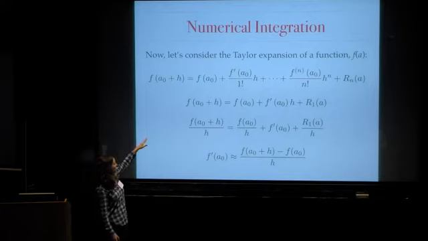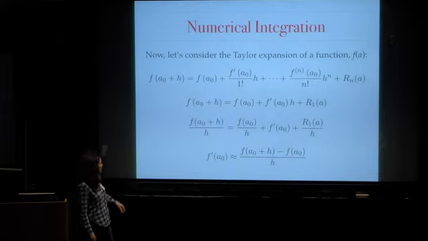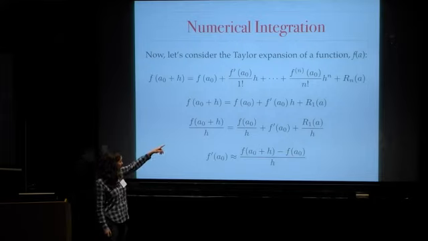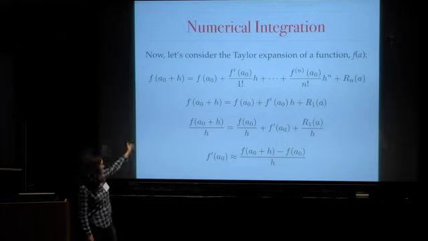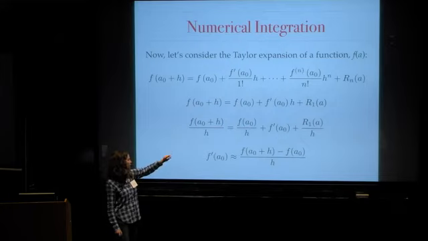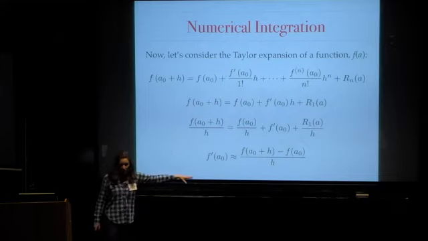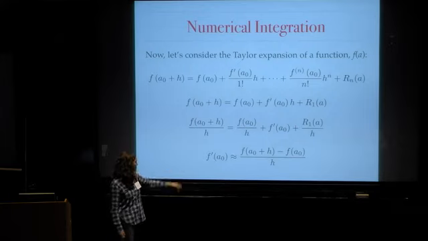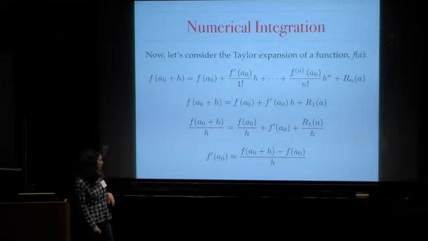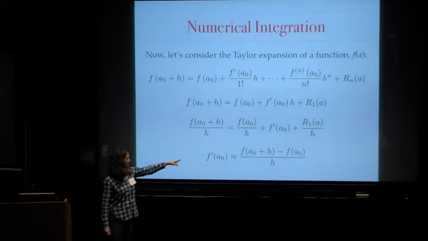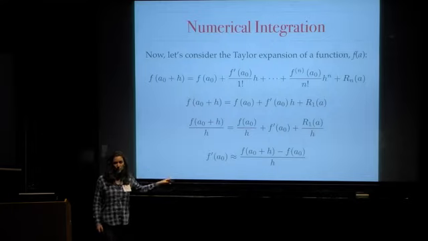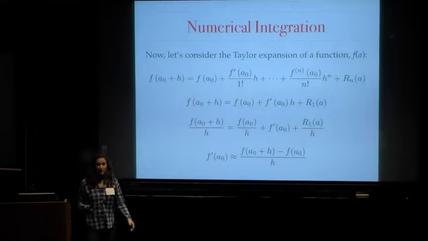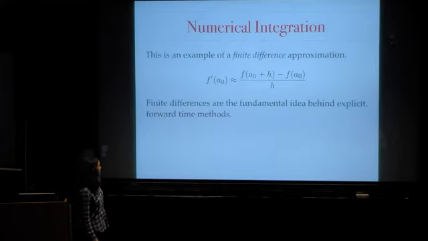Okay. So then I'm going to drop everything after the first order term. So that gives me the second line. If I then rearrange everything, divide through by h and solve for f prime of a naught and drop all of the higher order terms, I end up with this expression. The derivative of f at a naught is approximately equal to just the function value at a naught plus h minus the function value at a naught over h. This is the fundamental finite difference approximation for a derivative, right?